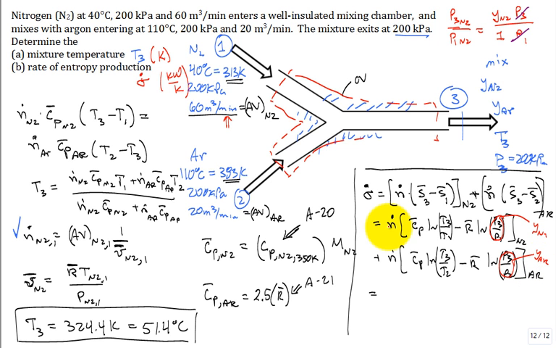And the only thing is you want to watch your units, because 60 seconds is 1 minute, and the molar flow rates, the volumetric flow rates, are coming in cubic meters per minute. So this turns out to be 0.234 kilowatts per Kelvin for the nitrogen by itself, and 0.196 kilowatts per Kelvin for the argon by itself. And when you sum them up, the rate of entropy production total is 0.430 kilowatts per Kelvin.